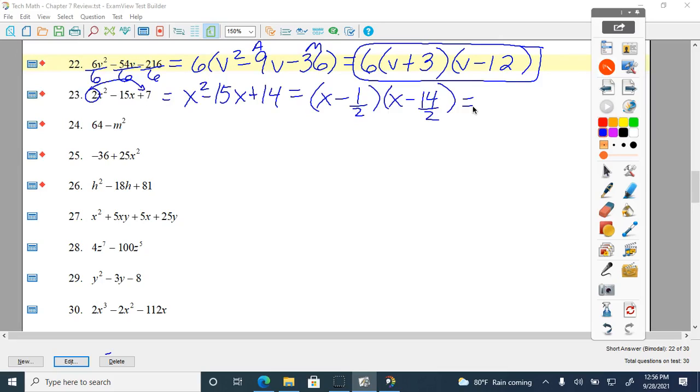So we do bottoms up because the directions said to factor, right? If it said solve, we'd leave it like that. But it says factor, so we got to move this 2 where? In front of the x. So we're going to have 2x minus 1 times 14 over 2. Does that reduce? What's it reduce to? 7. x minus 7. There we go.